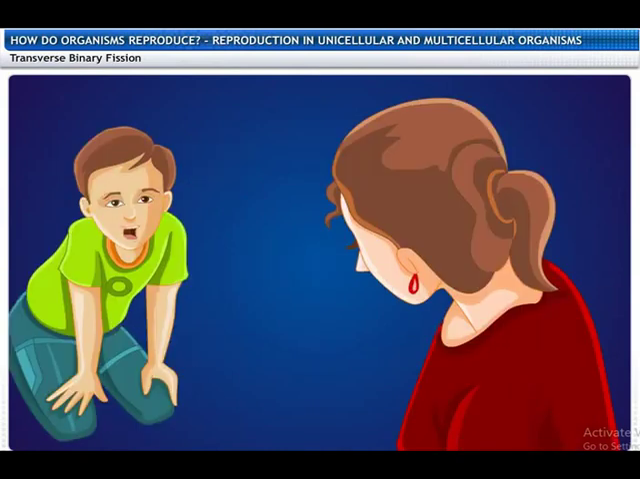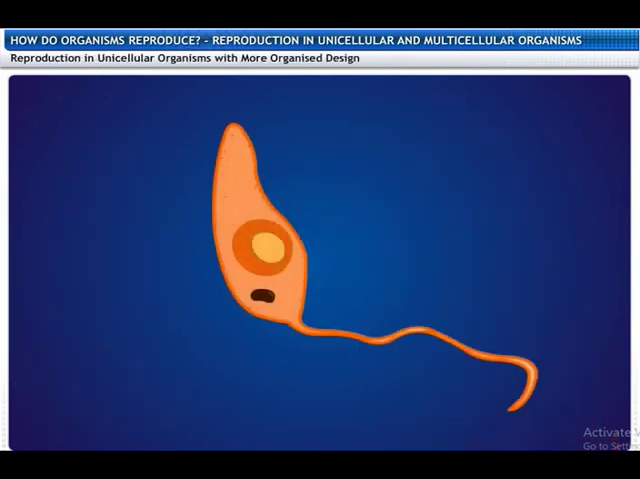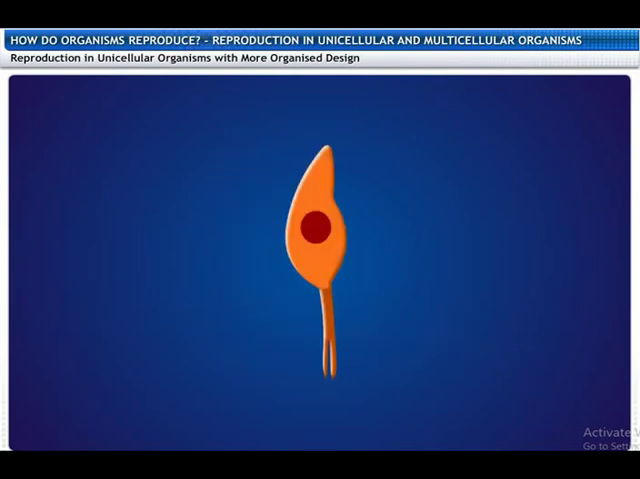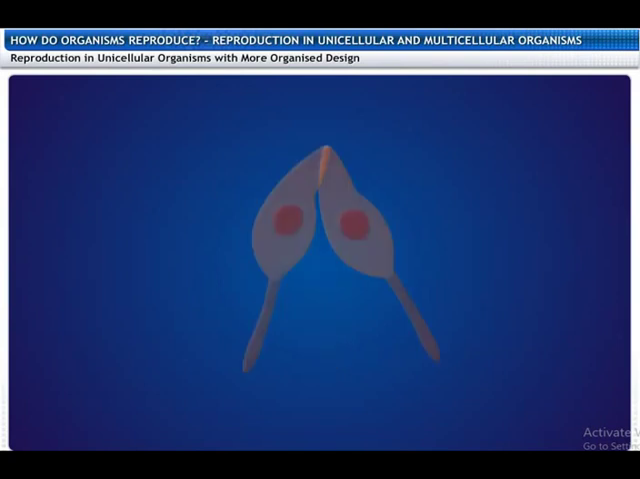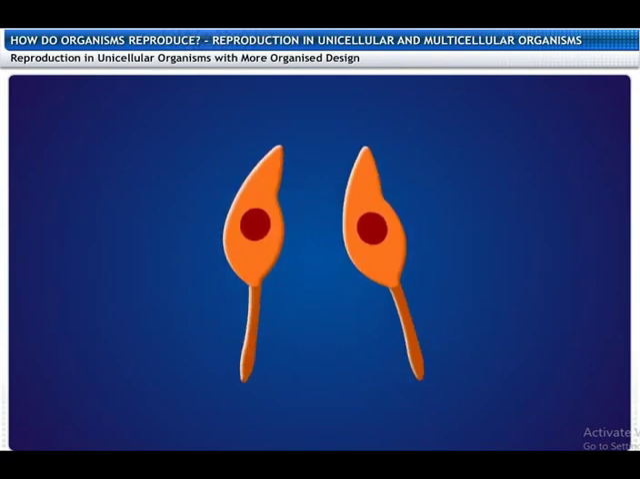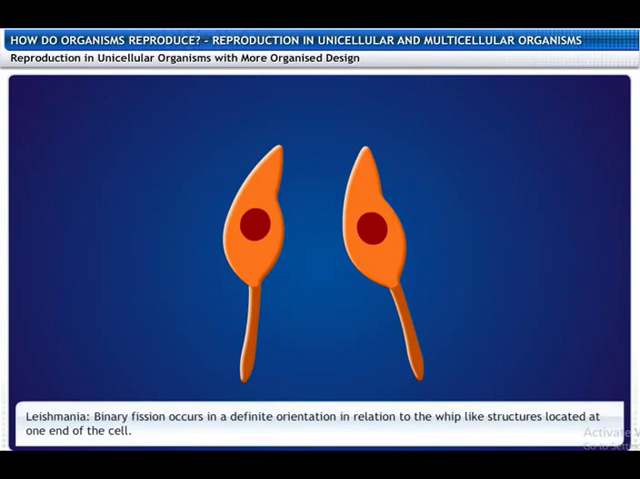Oh, so do all unicellular organisms reproduce like that? Not really. Let's look at a unicellular organism that has a more organized body design. For example, the leishmania. Leishmania have a whip-like structure at one end of the cell. Binary fission occurs in a definite orientation in relationship to the whip-like structures.